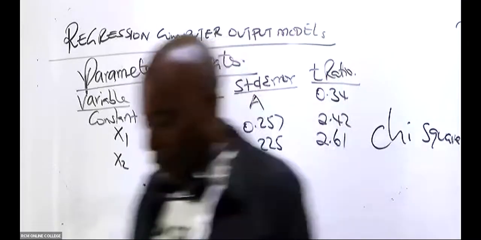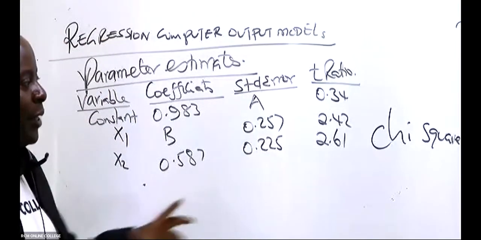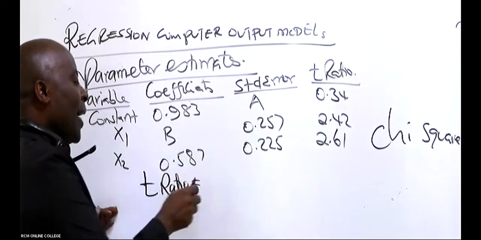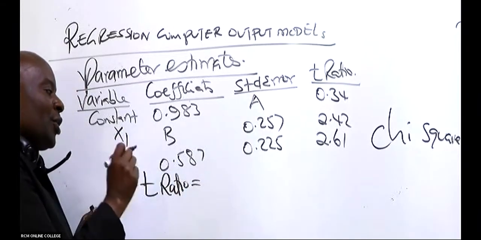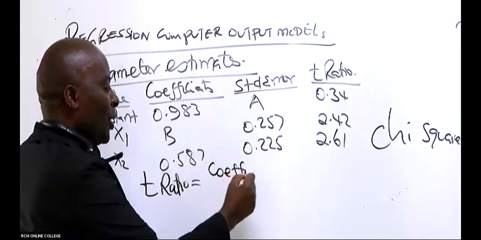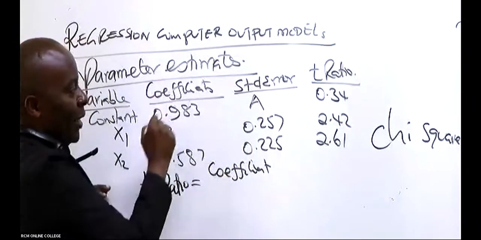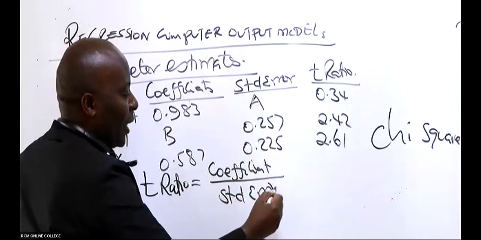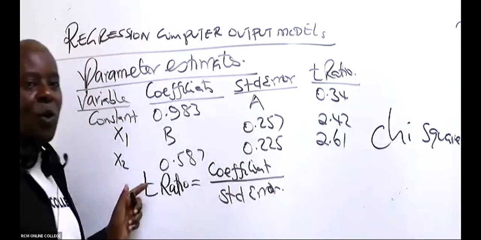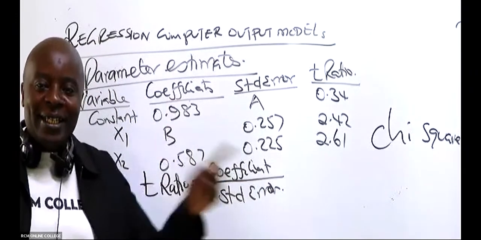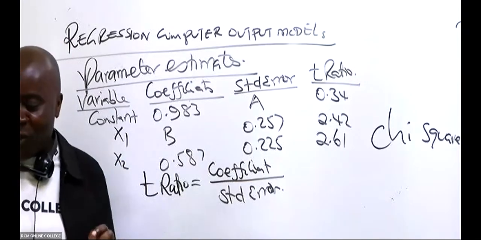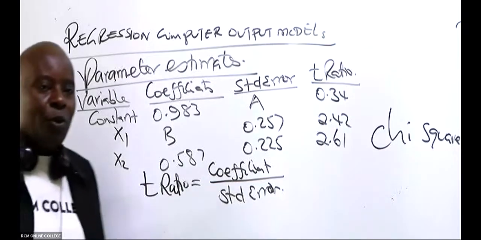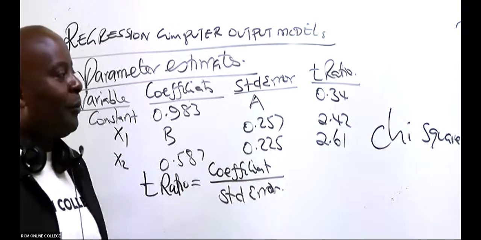How do we get the T ratio from this? Before we go to the table, if you remember very well, we were calculating the T ratio. And anytime they want us to calculate the T ratio, we normally take the coefficient itself, the parameter itself, and then you divide it by the standard error. First, we are computing the T ratio, and then we read the T table value. So anytime they want us to get the T ratio, we take the coefficient, we divide this by the standard error.